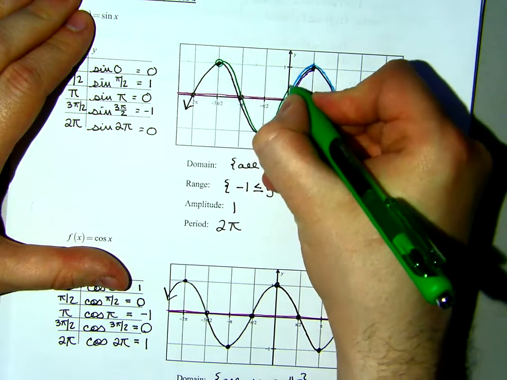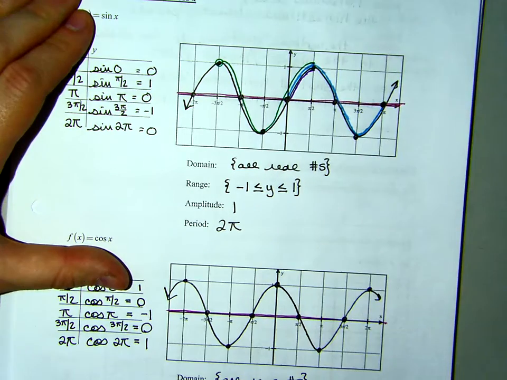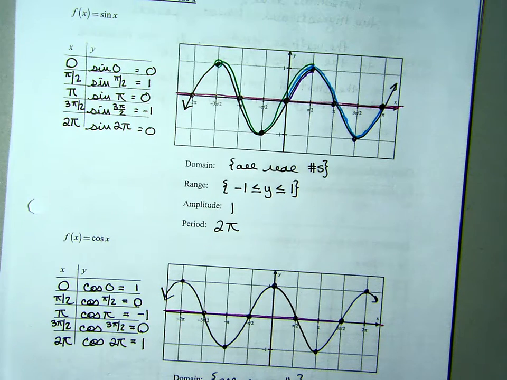Would you agree that if I traced out the whole thing, I would be stopping over there? Each space is pi over 2 units. Pi over 2, plus pi over 2, plus pi over 2, plus pi over 2. That's 4 pi's over 2. That's still 2 pi. Doesn't matter where you start. You're still going to go that same fixed distance before the pattern starts to repeat. The period for a sine graph is 2 pi.